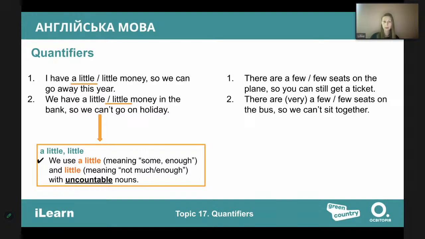And the same 20 hryvnias, but you want to go to the cafe with your friends. Sorry, I have very little money, so unfortunately I can't order pizza. So for pizza, that would be little, мало, недостатньо. But for some snack, it would be a little money, трохи, достатньо. And that is what we use with uncountables. Now let's decide about the second column. There are a few, or maybe few seats on the plane, so you can still get a ticket.